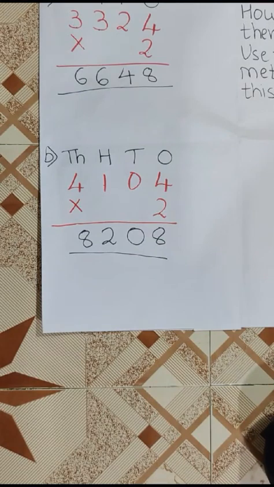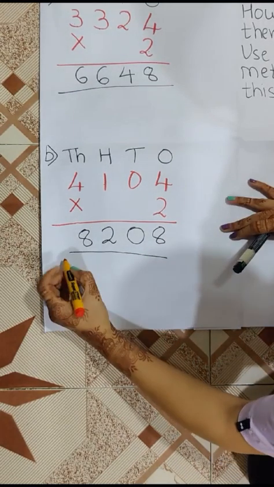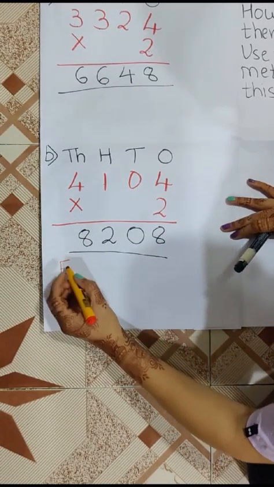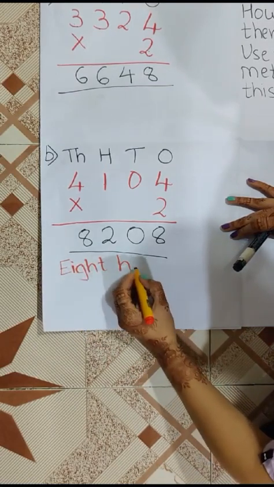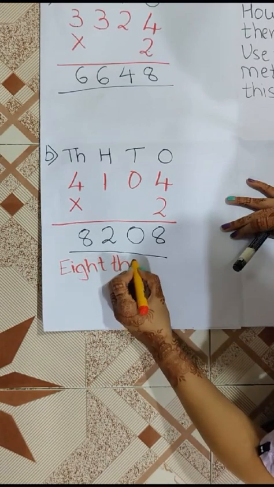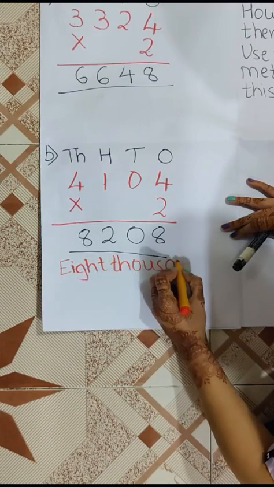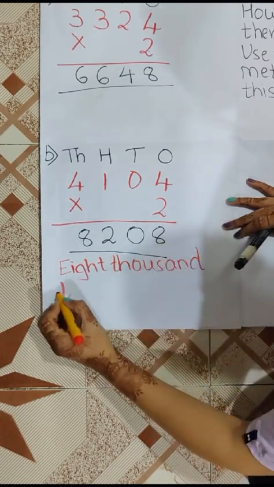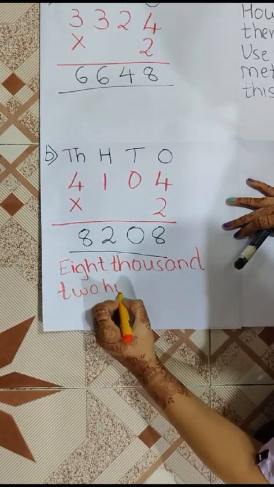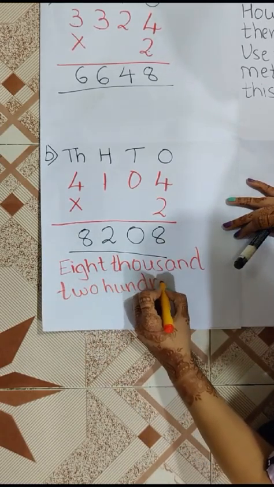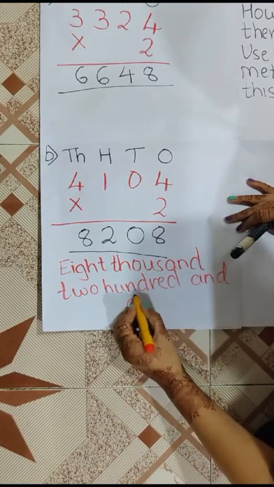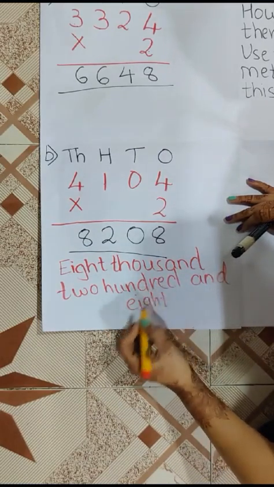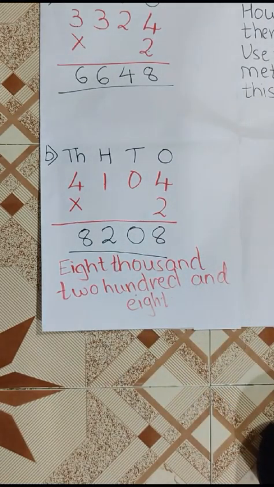So, in words as possible. Let me write this one for you, which will be 8,000 200 and this is how we learned two methods today.